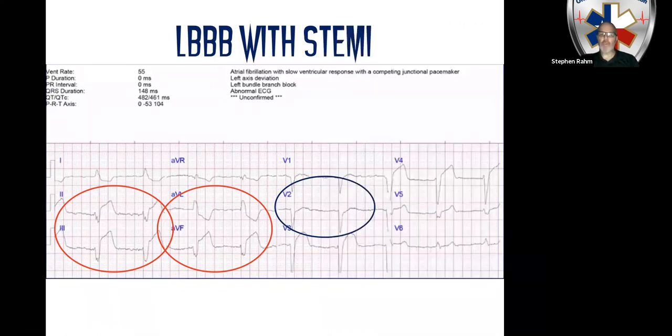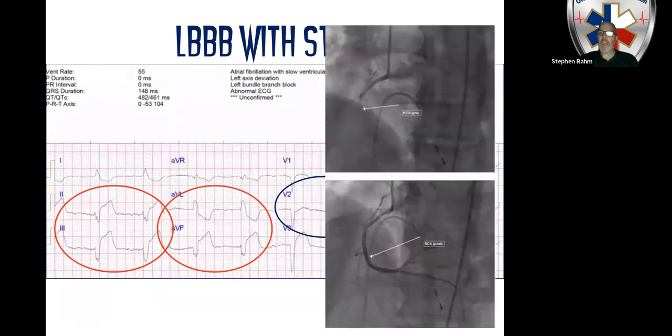And I'm going to back up here for a second. If you look at where the pattern of excessive discordance is, it's in those inferior leads in 2, 3 and AVF with a reciprocal ST depression in AVL. So this patient had a left bundle branch block and had a 100% right coronary artery occlusion.